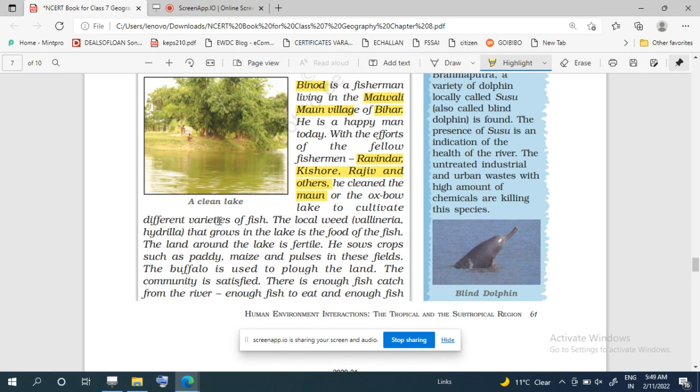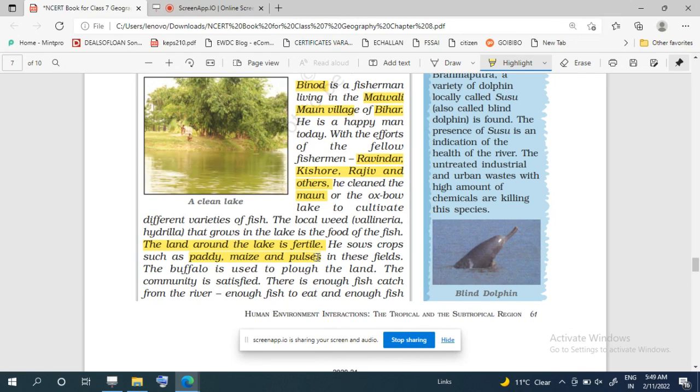So they started doing cultivation of the fish, and not only this, we find that the land around the lake is fertile, right, the land all around the lake is fertile. And so Vinod started sowing crops like paddy, maize, pulses in the fields around the lake.